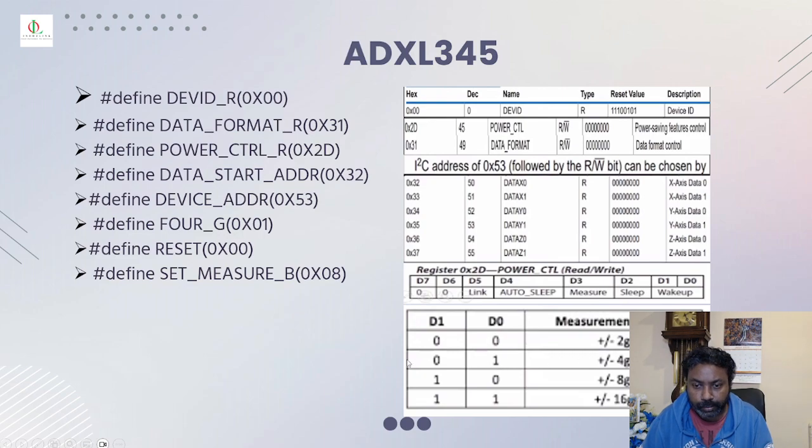So you need to be in 0, 1. So we're going to measure 4G. And then the reset and set measure.